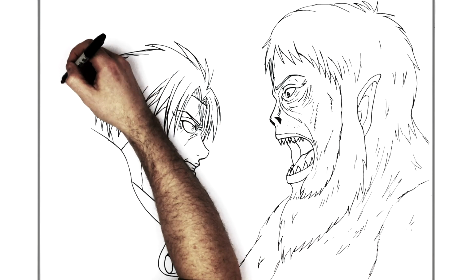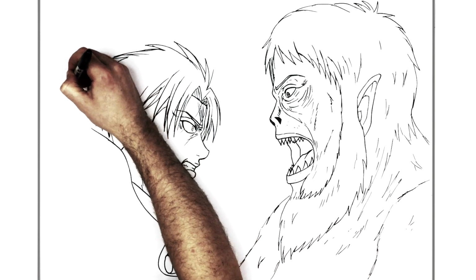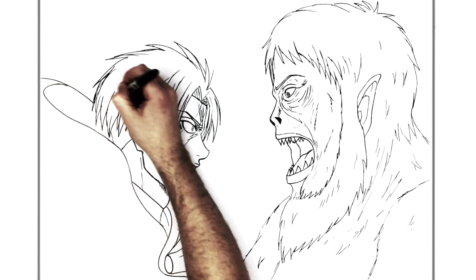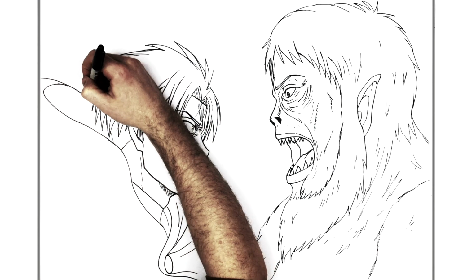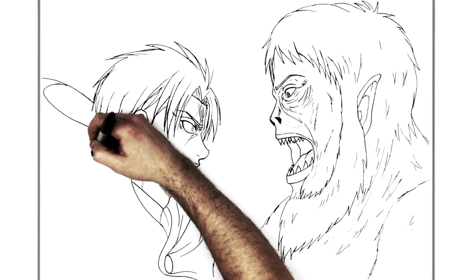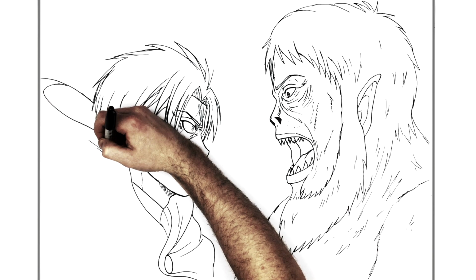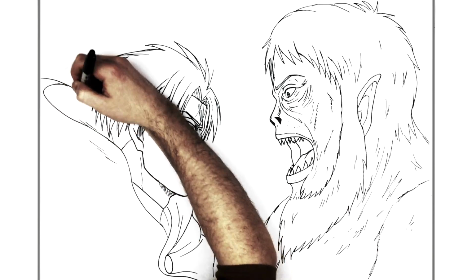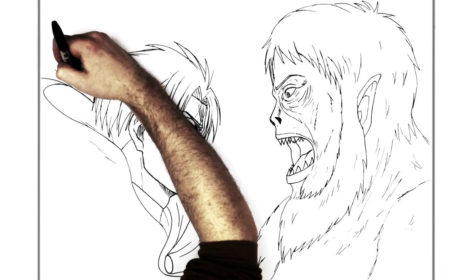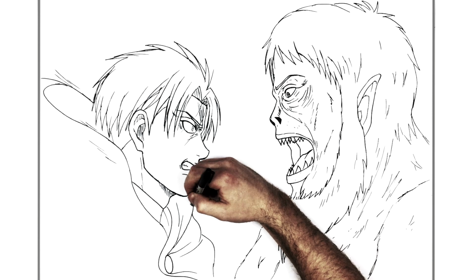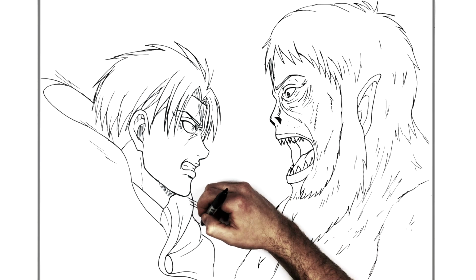Right, so hood goes back this way. The inside of the hood comes back into here. So, and there's like, you know, speed lines. That's what I call them anyway. It's kind of just to show sort of movement of Levi or something towards the beast.